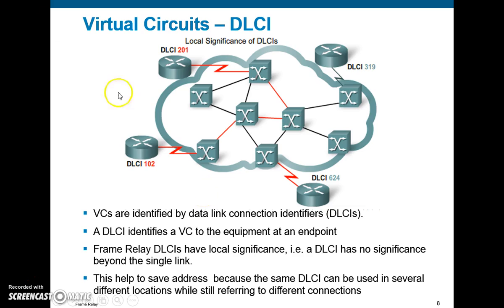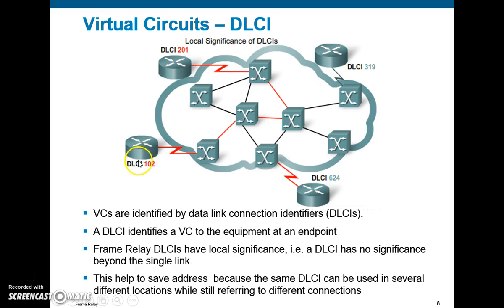Let's say the packet is supposed to travel from here all the way to here, it will use this DLCI number 102. So basically, the DLCI number is an address. It's a layer 2 address. It helps to identify the virtual circuit that a packet should take so that it can reach the destination. DLCI numbers are locally significant. That means beyond this link, the DLCI number will have no meaning in other links, which means that this same number 102 can be used on other links.